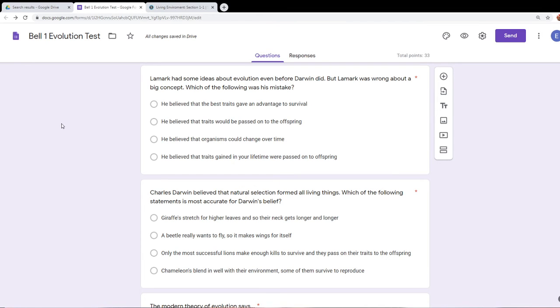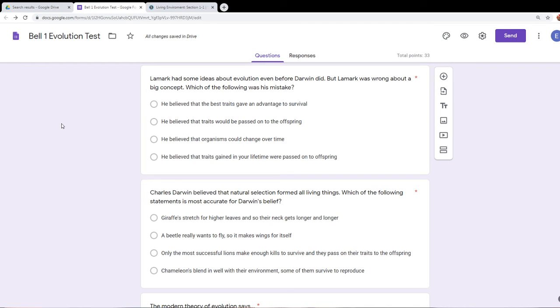Lamarck had some ideas about evolution even before Darwin did, but Lamarck was wrong about one big concept. Which of the following was his mistake? So Lamarck had a good idea, but he missed a point. Which point was it that he missed? Did he miss the idea that the best trait gives an advantage to survival? Or did he miss that traits would be passed on to the offspring?